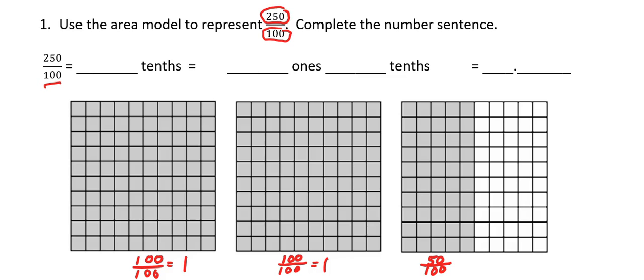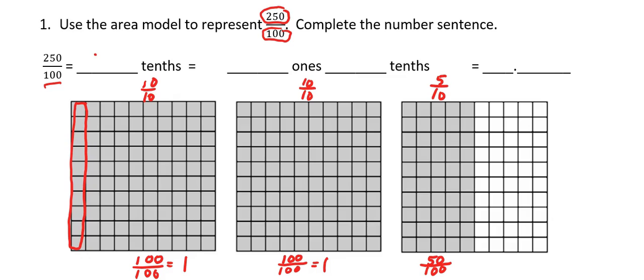The first part of the question says 250 hundredths is the same as how many tenths? Well, a tenth would be one column in the area model. Each whole number is made up of 10 tenths. So that first model shows 10 tenths. The second model also shows 10 tenths. And the last one shows 5 tenths because 5 of the columns are shaded in.